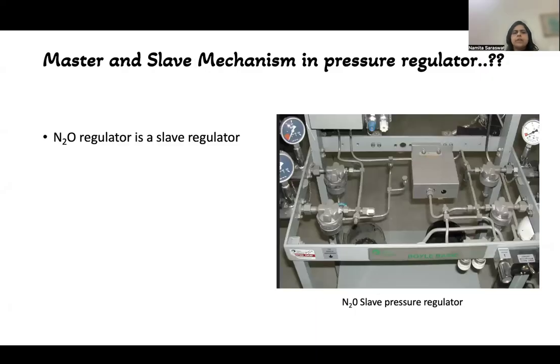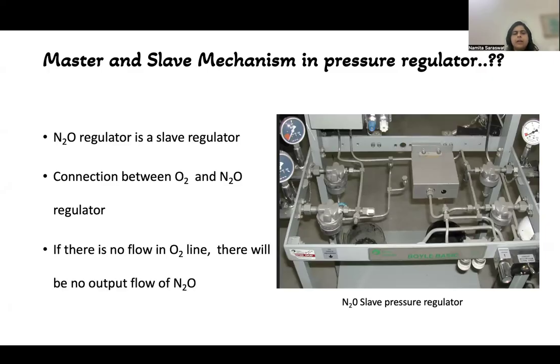The nitrous oxide regulator is the slave regulator. You can see these are the nitrous oxide regulators, and these are the oxygen regulators. Why is it said so? Because there is a connection between the oxygen and nitrous regulators, and if there is no flow in the oxygen line, there will be no output from the nitrous oxide. This is an important preventive measure so that a hypoxic mixture is not delivered to the patient.